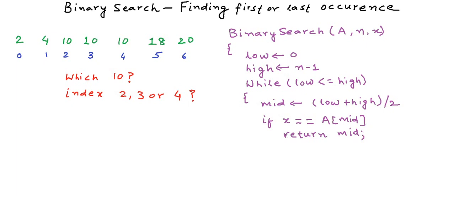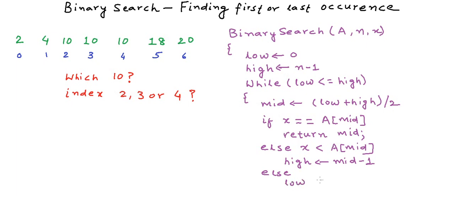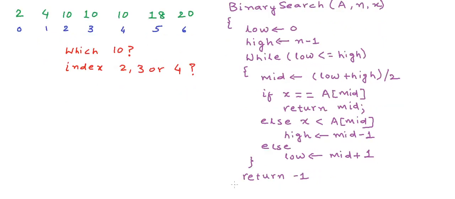So we are exiting as soon as we find any occurrence of x, not necessarily the first or the last occurrence, but any occurrence. If x is less than the mid element, we adjust high to mid minus 1 to say that x is now probable to lie before the mid element. The third and default condition is when x is greater than the mid element. In this case we adjust low to mid plus 1. And if we come out of this while loop without finding x, then we return minus 1 to say that we could not find x in the array.